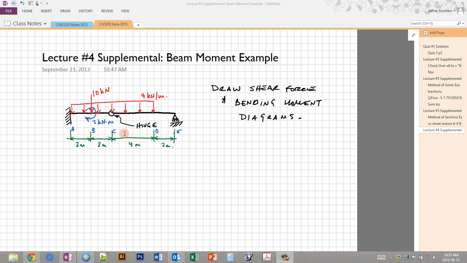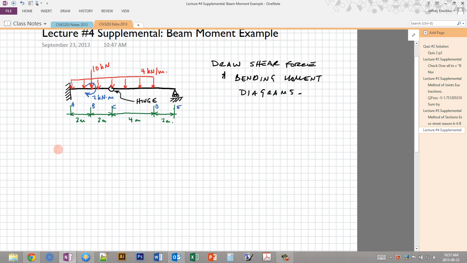So we can solve the bending moment diagram and the shear force diagram without needing to resort to anything other than the equations of equilibrium. So we'll just get started. The first step is, as usual, to find the reactions.